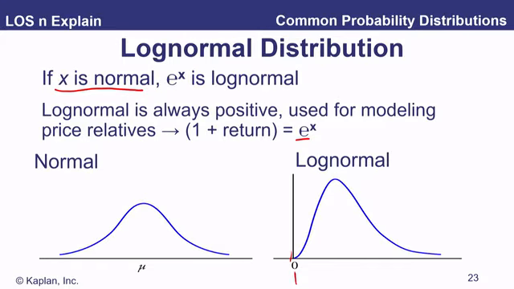So best for modeling prices or price relatives, 1 plus the percentage change. So if the percentage change in a variable goes to minus 100%, this price relative, 1 plus the return, goes to 0. So that's what I'm saying. We can model those with a log normal distribution.